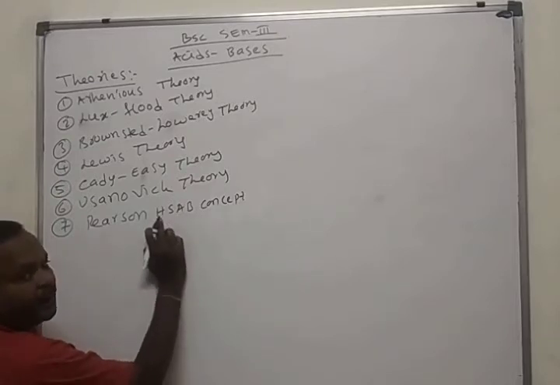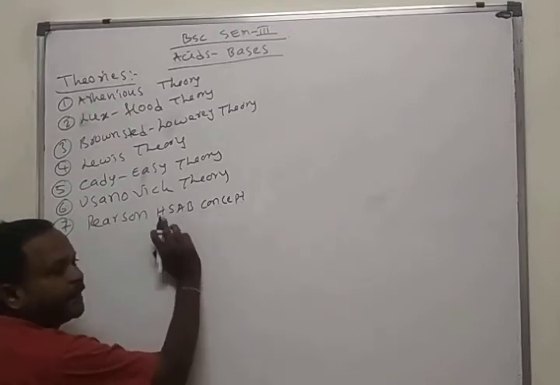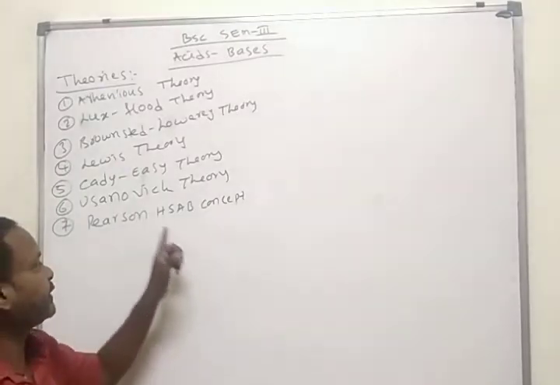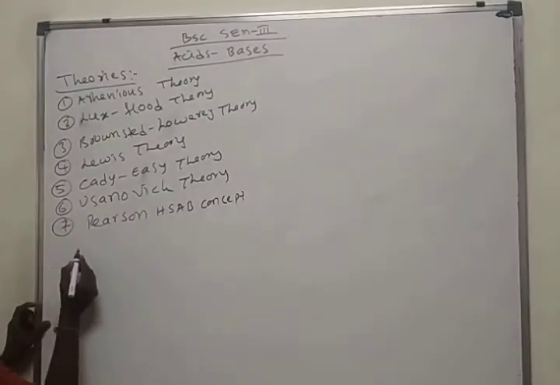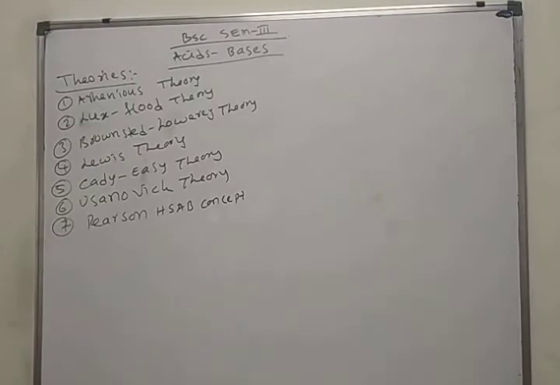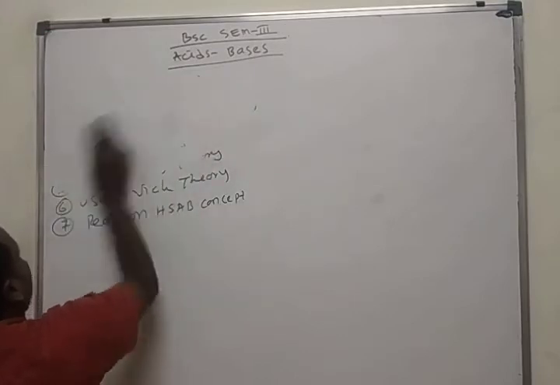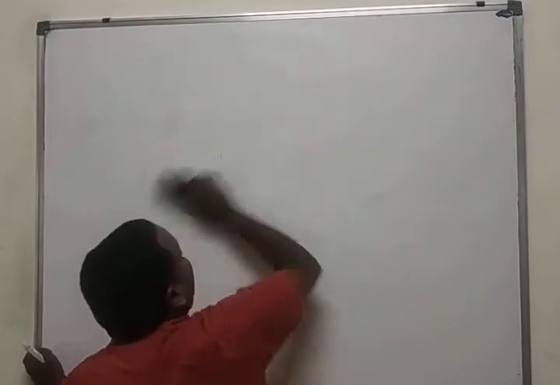HSAB: H means hard, S means soft, A means acid, B means base. The hard-soft acid-base concept. In continuation, here I want to discuss the first theory, that is the Arrhenius theory. After that, we will see the Lux-Flood theory and the Bronsted-Lowry theory.